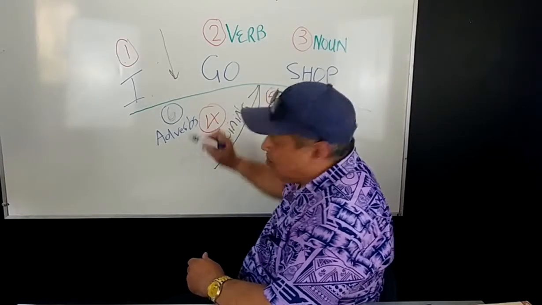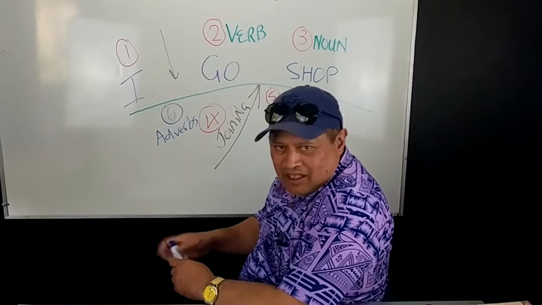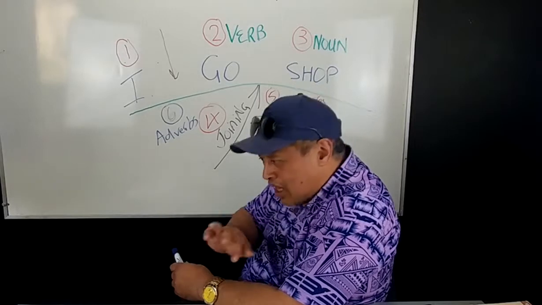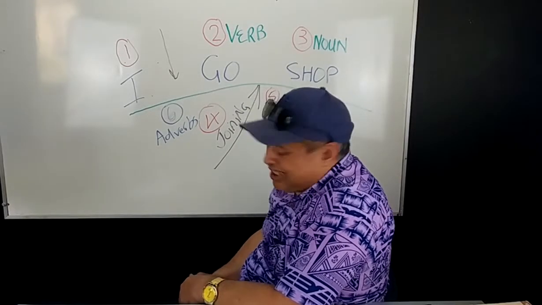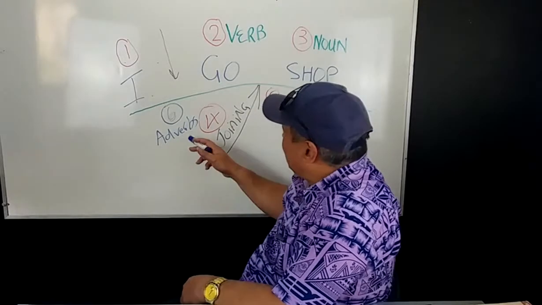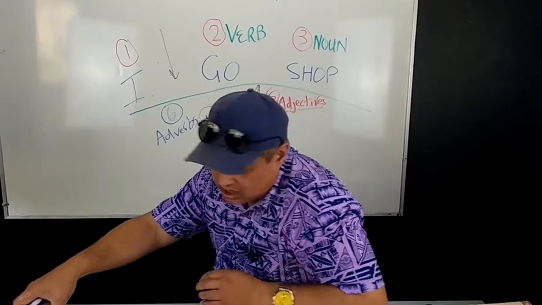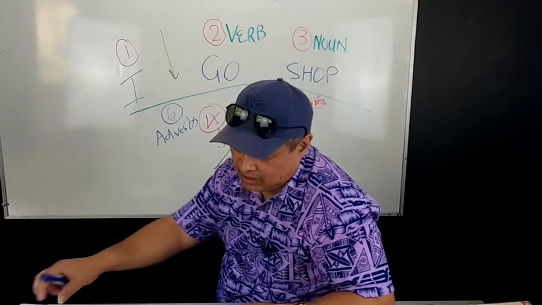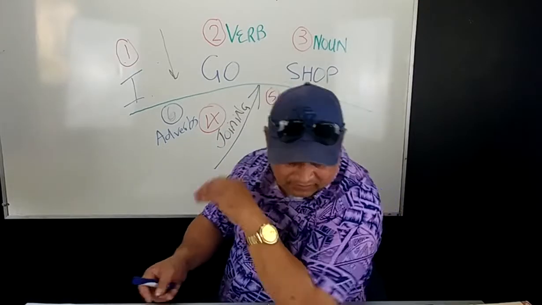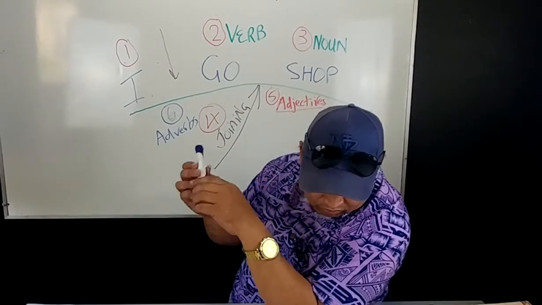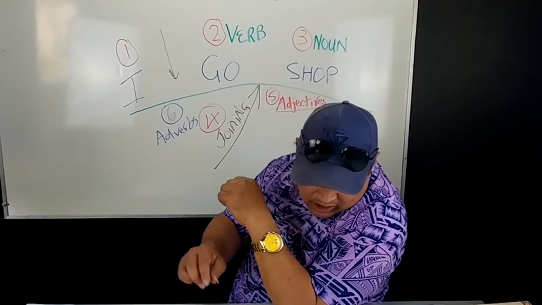You might have heard words like go fast, go slow. Those sorts of words describe the verb, how you're doing the verb. And then, what else have we got here? We're just about there, by the way.